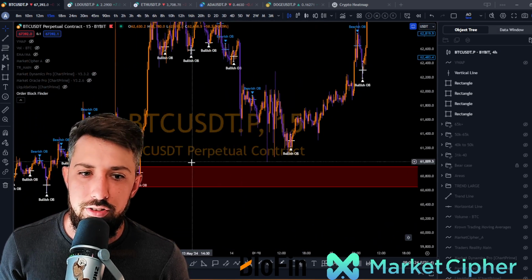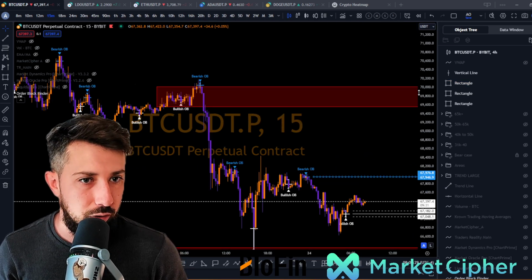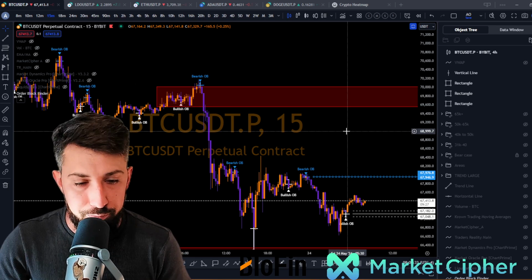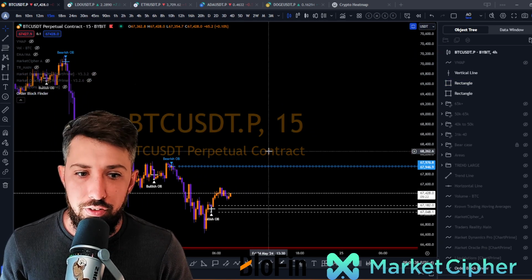Price typically returns to them, and it typically bounces off of them. I hope you're following along with me right now. So what do we use order blocks for? So we can use them to set beautiful entries. We can look for consolidation. We can look for a return to price.